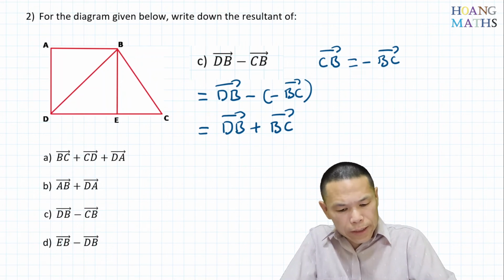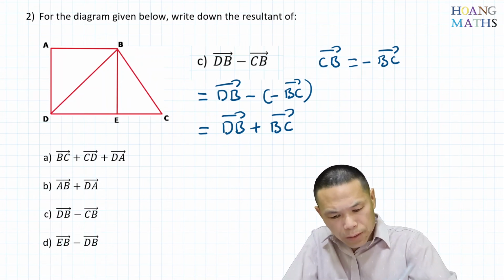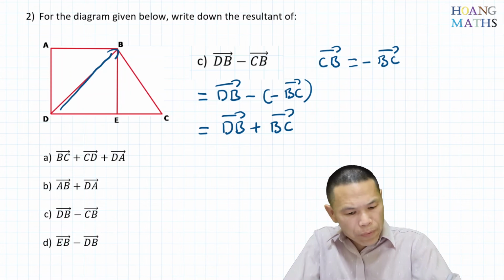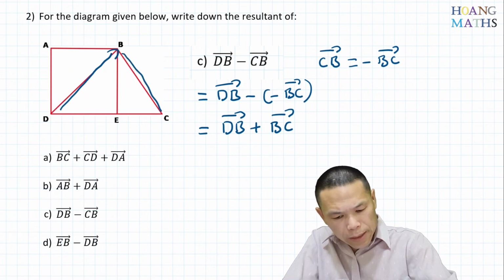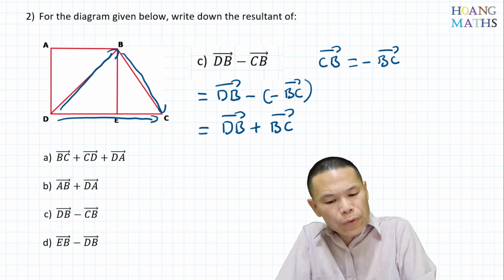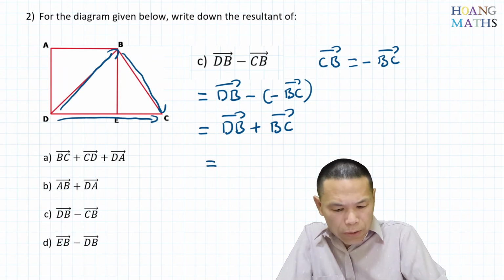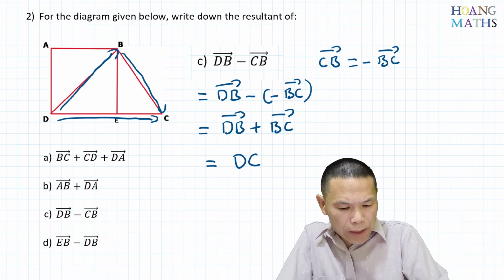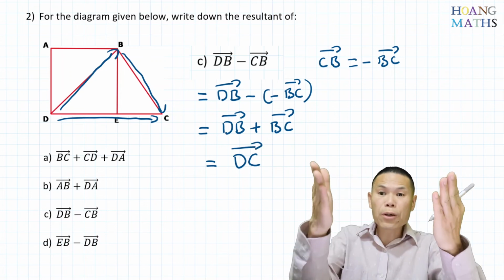So DB is this vector here, then we add BC. Therefore the resultant is this vector here. So that is equal to DC. There you go.